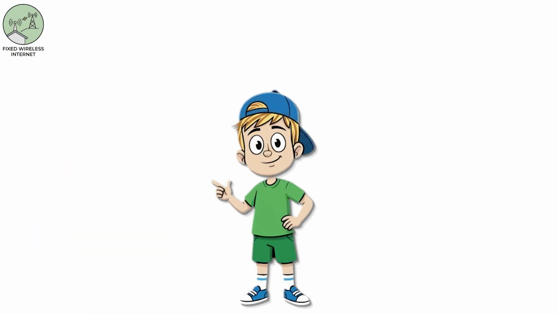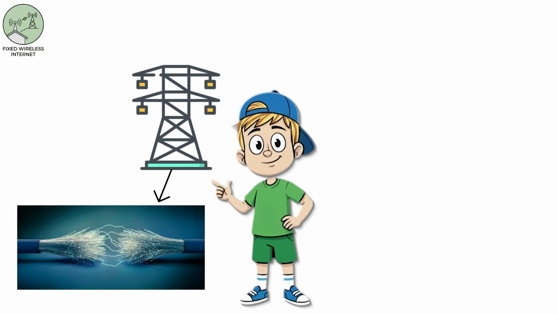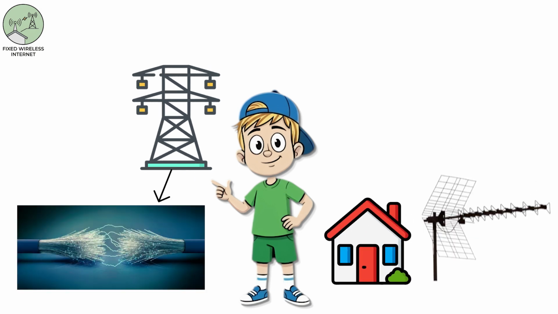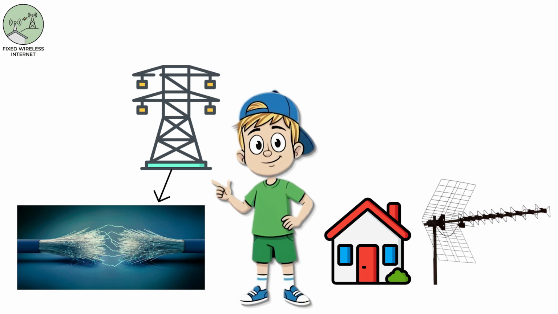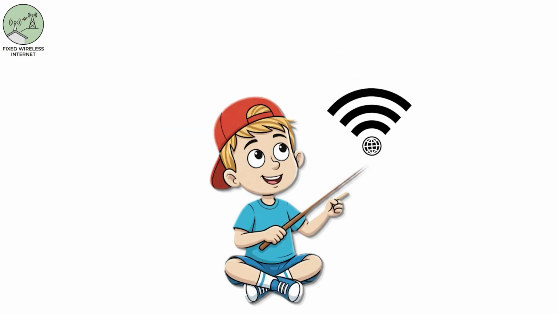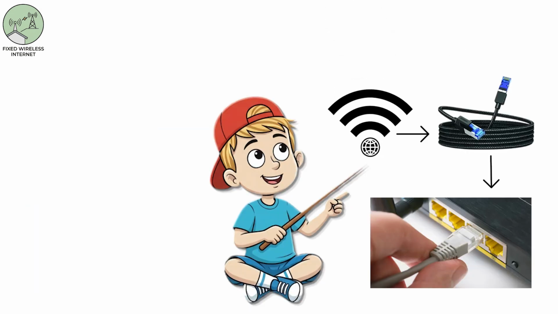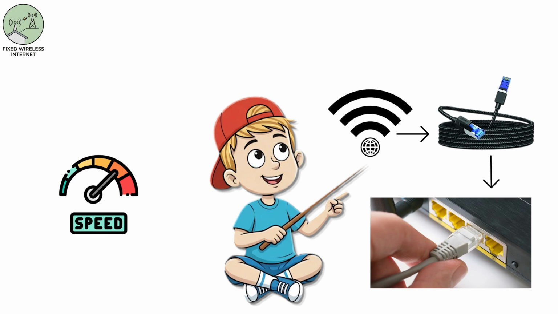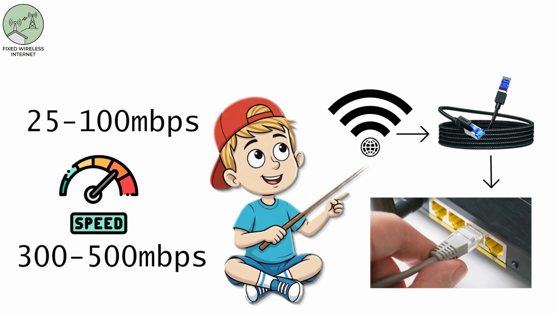Providers place equipment on towers fed by fiber connections. At your home, an outdoor antenna needs clear view of that tower. The signal travels through Ethernet cable to your indoor modem or router. Speeds typically range from 25 to 100 megabits per second, with newer setups reaching 300 to 500 megabits per second.